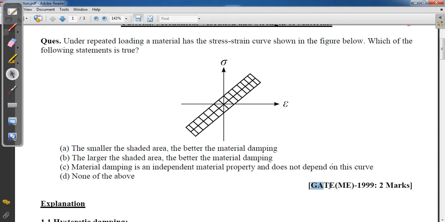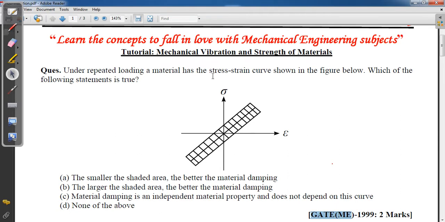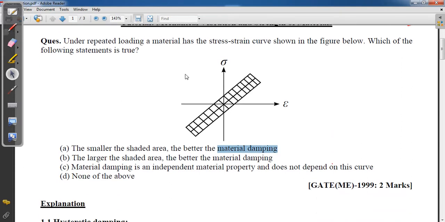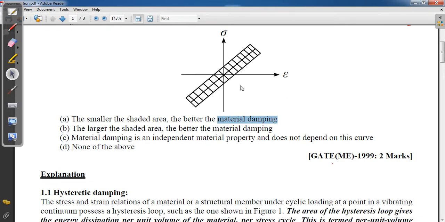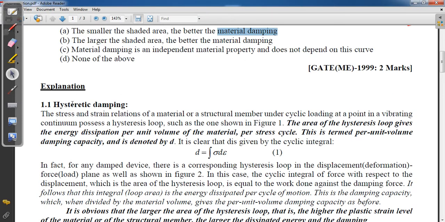This question came in GATE Mechanical 1999. So here the stress strain curve falls in the strength of materials chapter, and this material damping concept comes in mechanical vibration. So both of these two subjects will be involved in explaining the concept for solving this question. So let's see the theory.